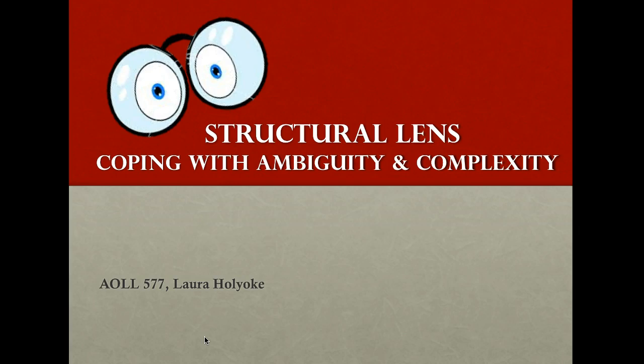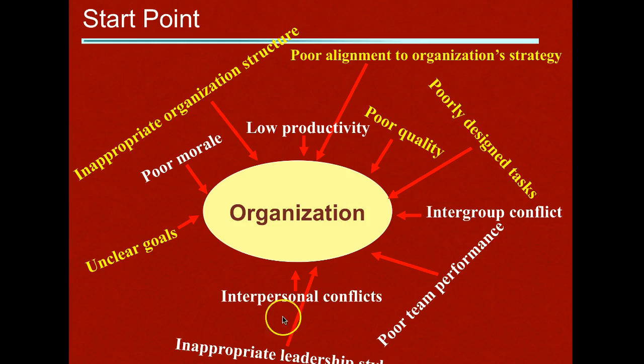So our first lens in coping with ambiguity and complexity in organizations. As a starting point, if we look at organizations, organization development, and how we're reading it, these are all problems that can happen in organizations and all problems that can be addressed through organization development.